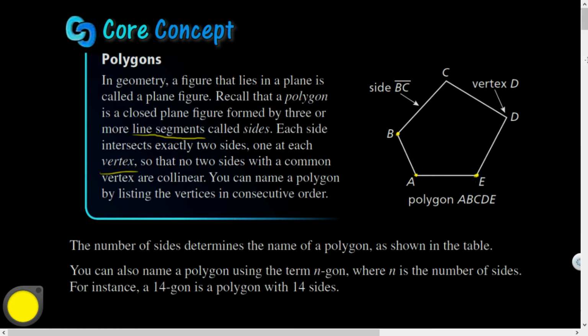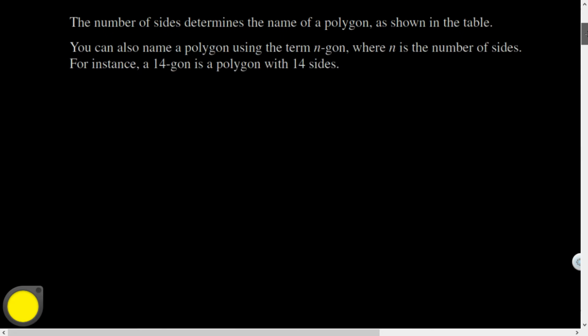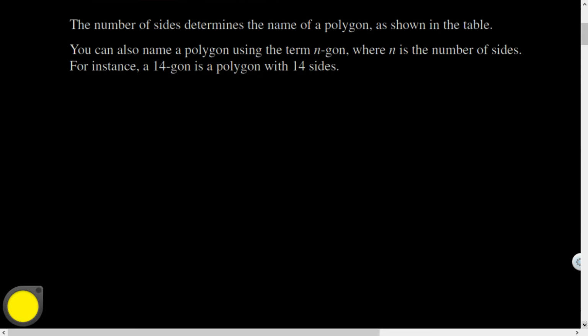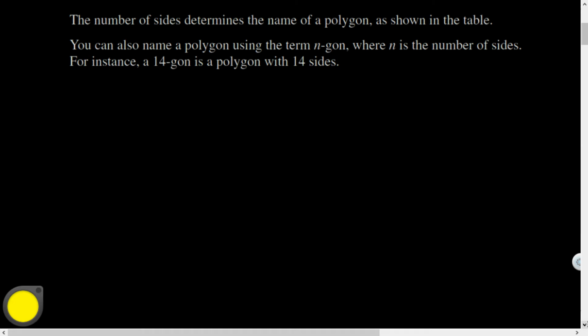But there are some polygons that we should know by name. You can classify polygons by the number of sides. That's one of the ways you can do things. Shown in the table, which you'll see in a moment.